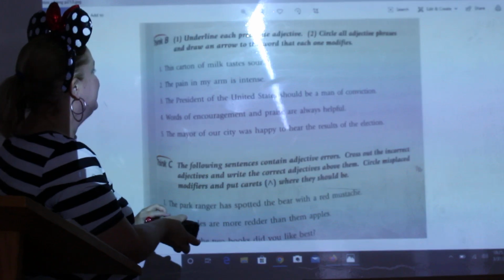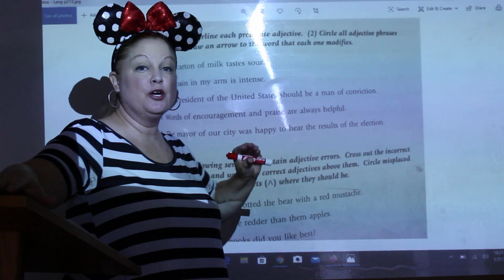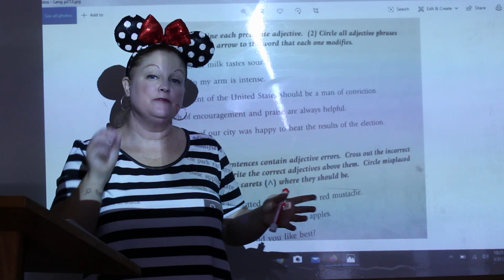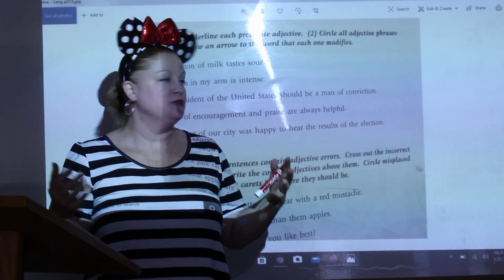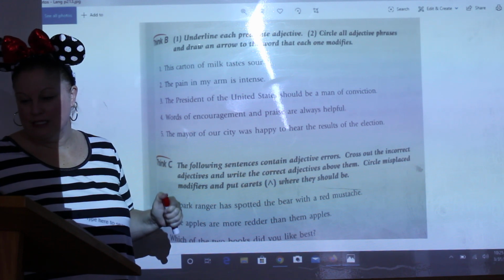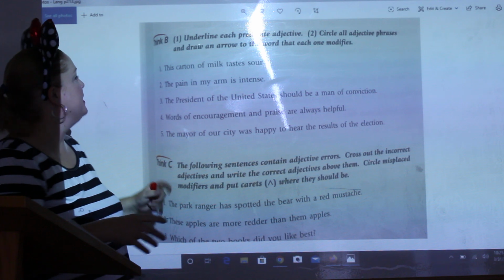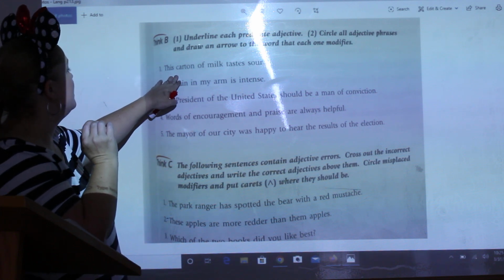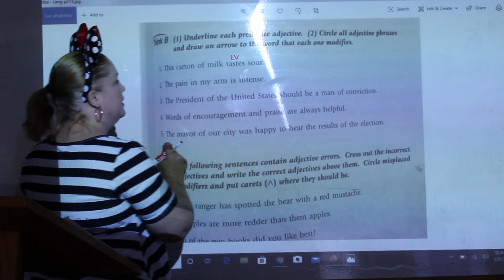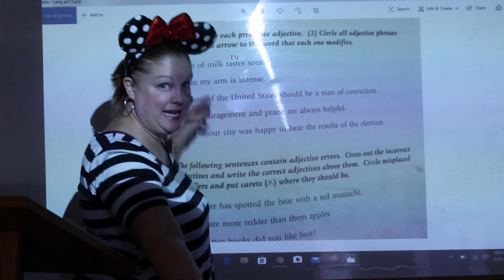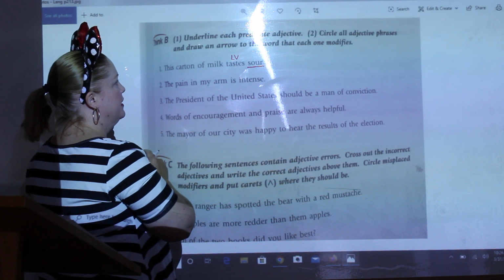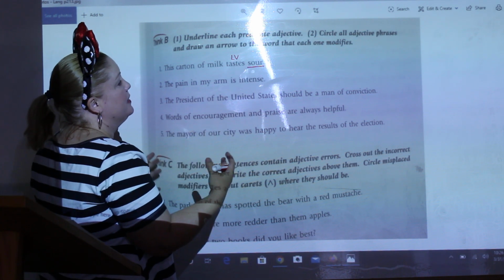All right, underline each predicate adjective. So remember, we learned predicate nominatives follow what type of verb? Hopefully you remembered linking. And then predicate adjectives do the same thing, and it modifies that subject. Okay? So we're going to underline each predicate adjective. We're going to circle all the adjective phrases and draw an arrow to the word that each one modifies. So if we're looking at, for example, number 1, this carton of milk tastes sour. Well, here's your linking verb, taste, in this case, because the milk is not physically tasting something, we're describing it. So our predicate adjective that follows that linking verb is going to be sour. Okay? This is our predicate adjective. It's describing or modifying that subject.